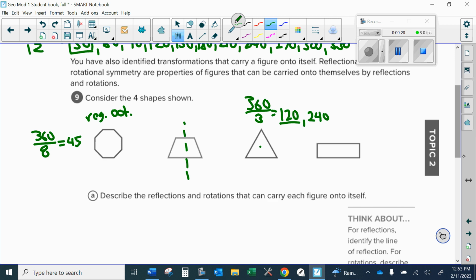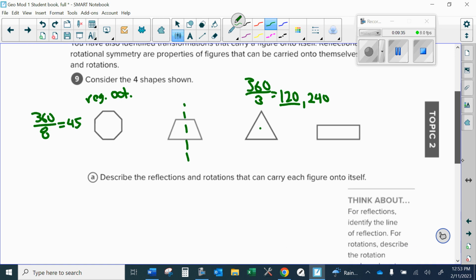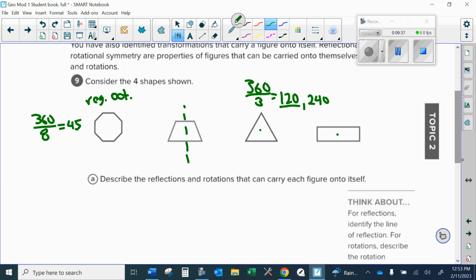And that's not regular, it's a rectangle, but that's not regular. Regular would be a square for a 4-sided one. So that you've got, halfway there, horizontal and vertical. And then rotational would be 180. If I rotate 180 degrees, it would rotate back onto itself.